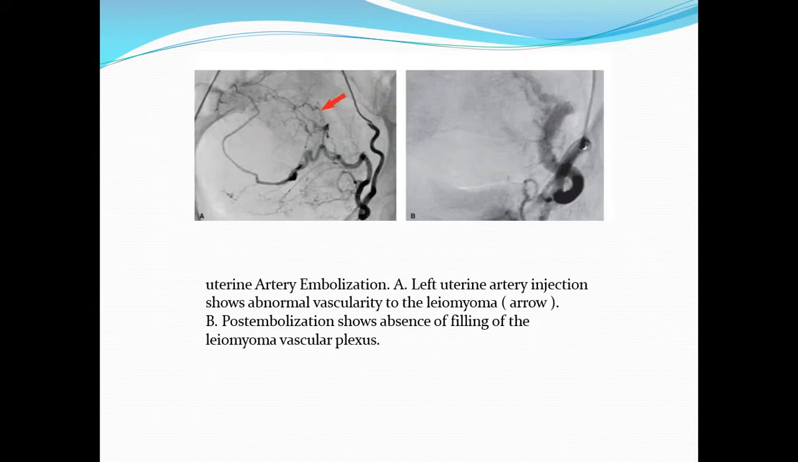For example, in this angiography of the left uterine artery, you can see there is an abnormal vascularity here representing the vascular leiomyomas. After injection of particles, you can see the complete disappearance of this abnormal vascularity, indicating successful treatment.